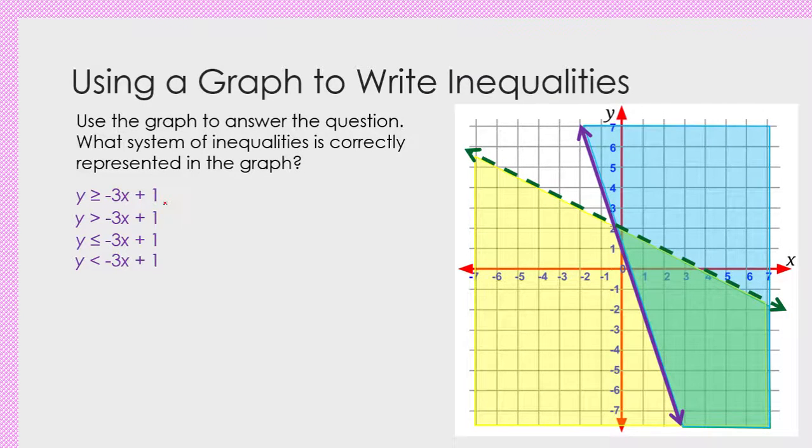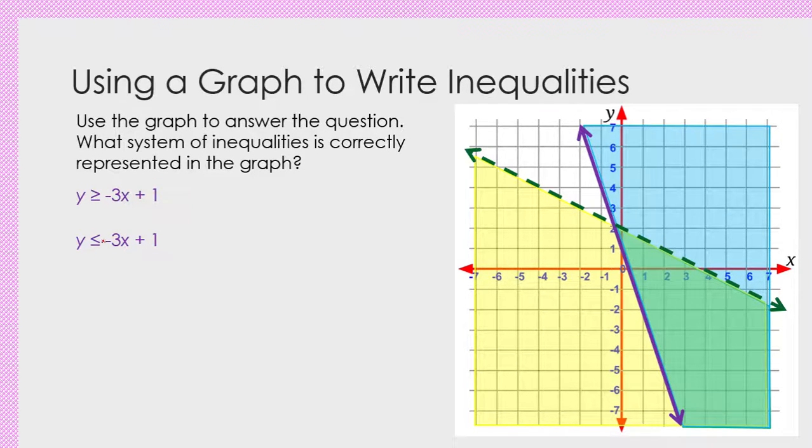Now we need to determine which one of the 4 is correct. So let's look. We have a solid line. So automatically, the inequalities that have a less than or greater than symbols will disappear. Those are not the correct options. Now we have 2 options left.